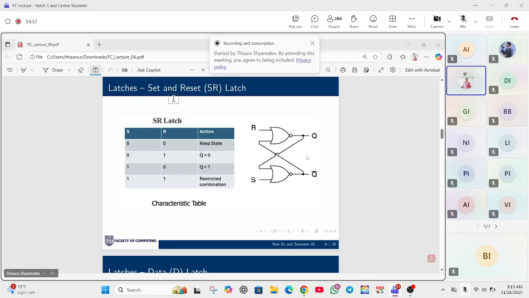The SR in SR latch stands for set reset. S means set, then R is reset. In short we call it the SR latch, but the long term is set reset latch.